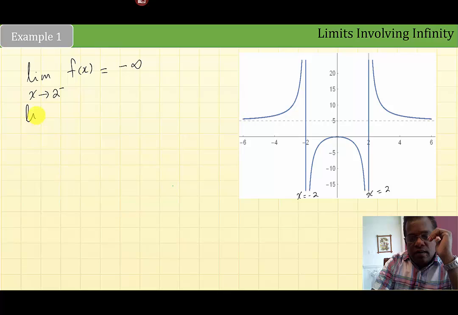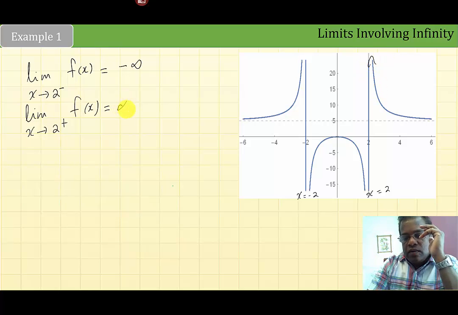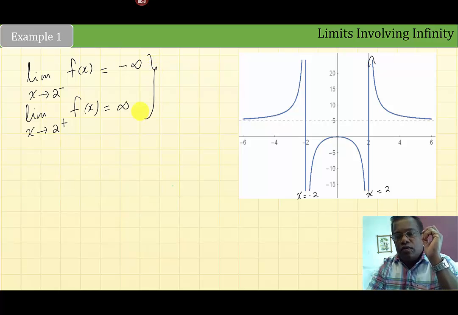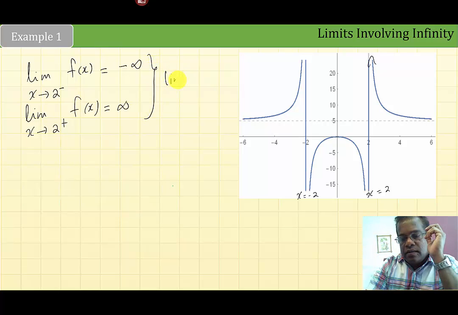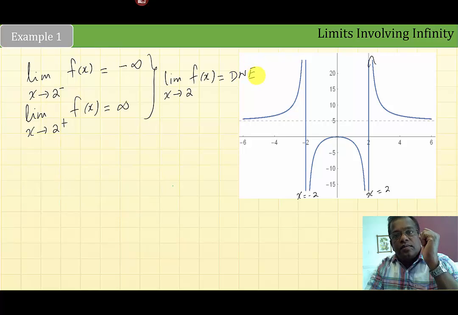And the limit as x goes to 2 from the right of f of x, just after 2, as you see here, the graph is going all the way up to positive infinity. Now if you want to find the limit as x approaches 2 of f of x, you can see the left limit is negative infinity, the right limit is infinity. So in that situation the limit does not exist.